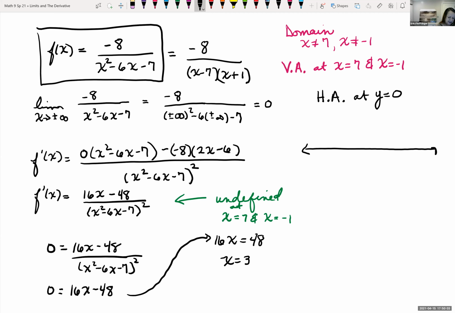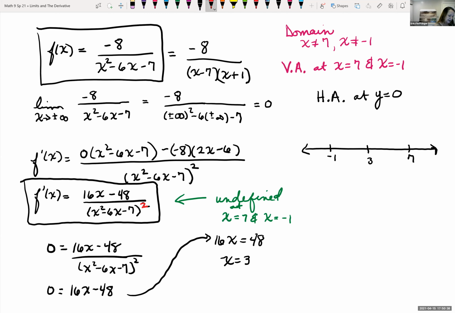Okay, so looking at our critical numbers, we have 7, -1, and 3. So -1, 3, and 7. So we have 1, 2, 3, 4 different intervals that we have to test. So something that's smaller than -1. So let's think about it: when we plug in here, for the derivative we are just worried, is it positive or negative? Notice that our denominator is quantity squared in here. So our denominator is always going to be positive.